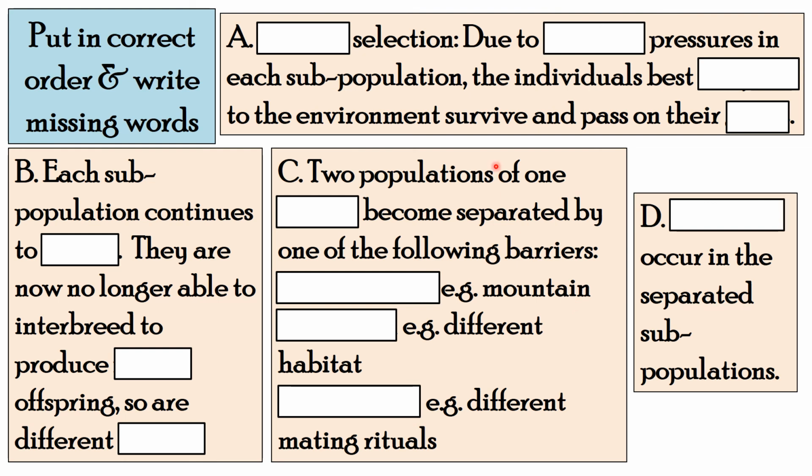So here are the stages of speciation, and for this, it's up to you. You can write out the full thing if you want, or you could just put in the missing words, but these are mixed up. So I want you to put them in the correct order and write in the missing words, so press pause and do that.